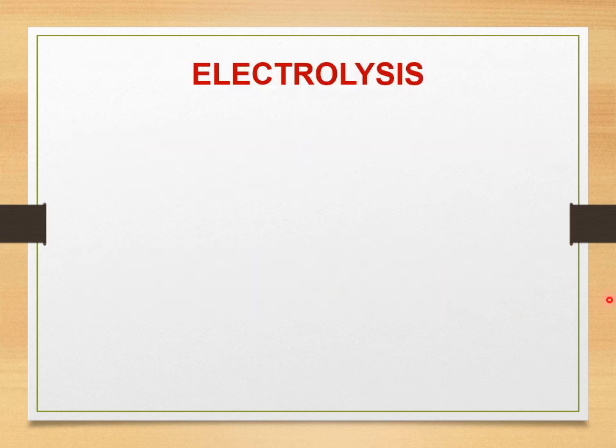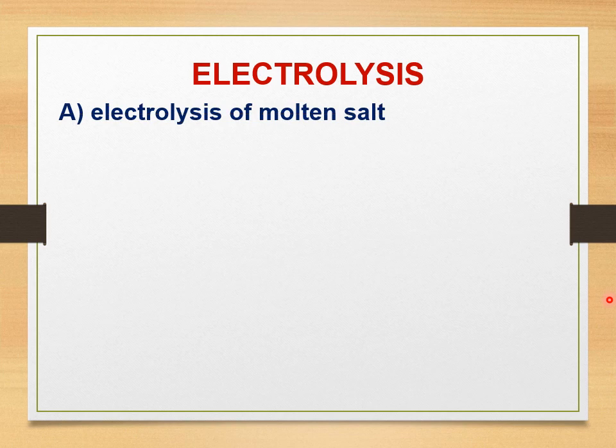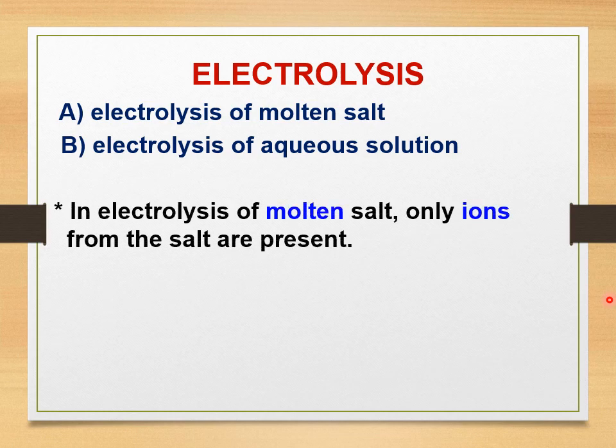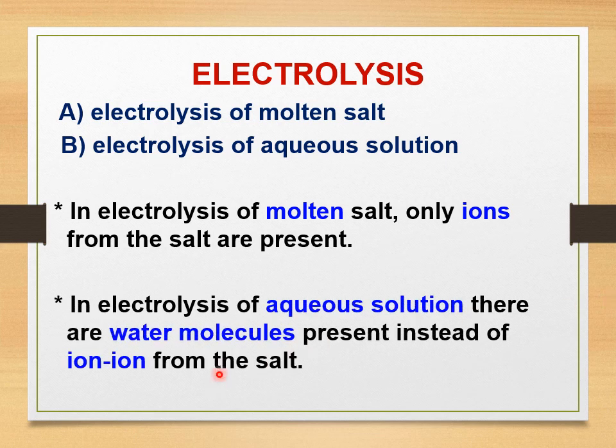Now, let's look at electrolysis of molten salt. In electrolysis of molten salt, only ions from the salt are present. So we would have no problem choosing between two ions which one is going to be discharged. In electrolysis of aqueous solution, on the other hand, there are water molecules, and we have to choose between the ions or the H⁺ and OH⁻ that come together with water.